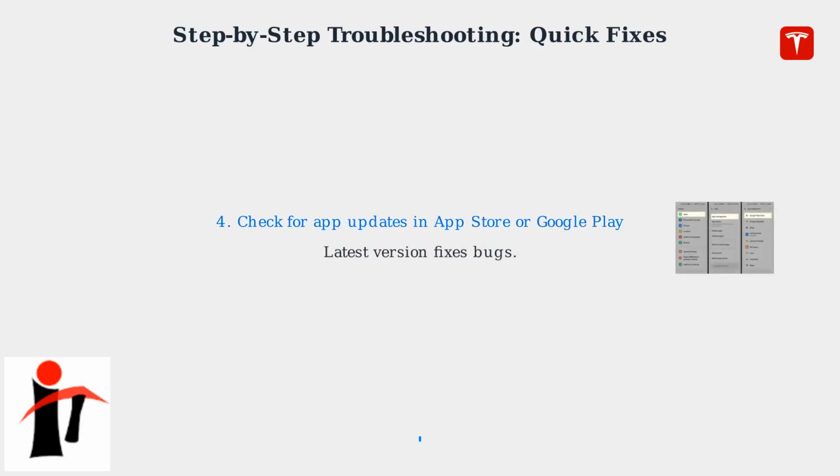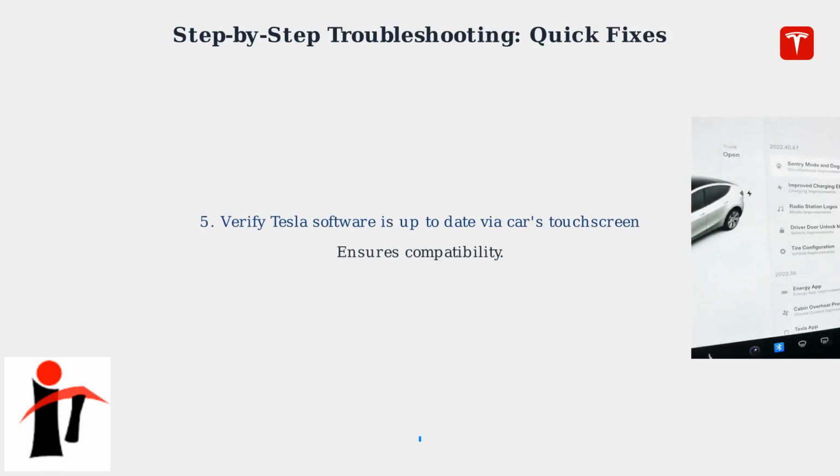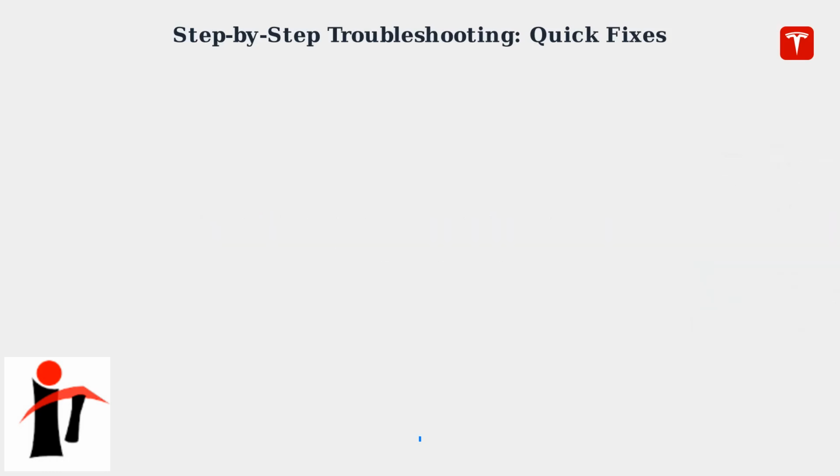Fourth, check for and install any available Tesla app updates in the App Store or Google Play to ensure you have the latest bug fixes. Fifth, verify that your Tesla's software is up to date by checking the car's touchscreen, as outdated firmware can cause connectivity issues. These simple steps resolve many common last-seen update issues.